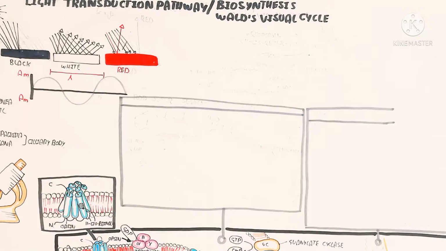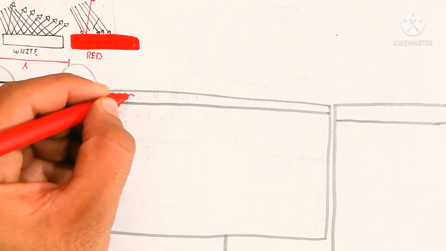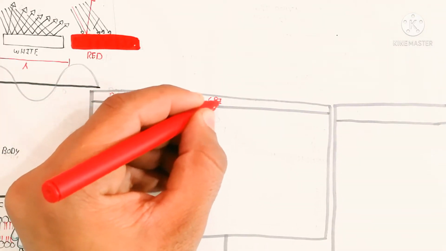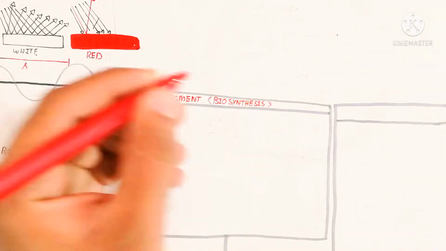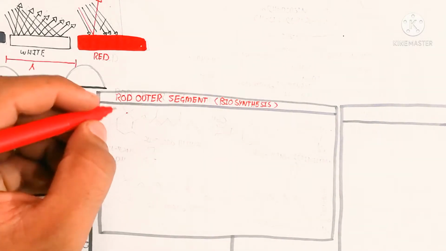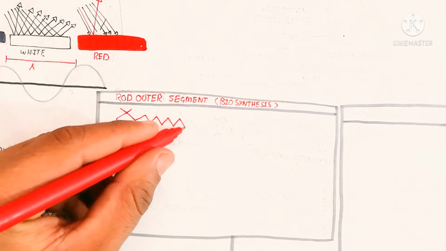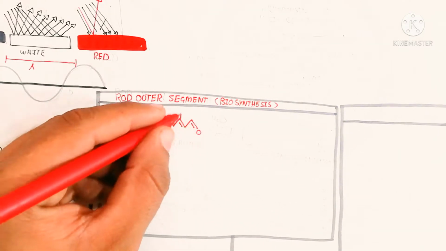So let's begin to understand the rod outer segment biosynthesis and the retinal pigment epithelium. This is the rod outer segment we will discuss. What is that? And we will discuss vitamin A. And what is vitamin A?